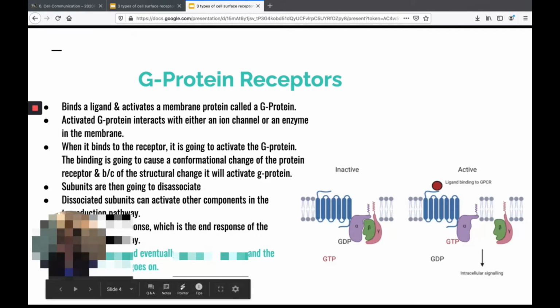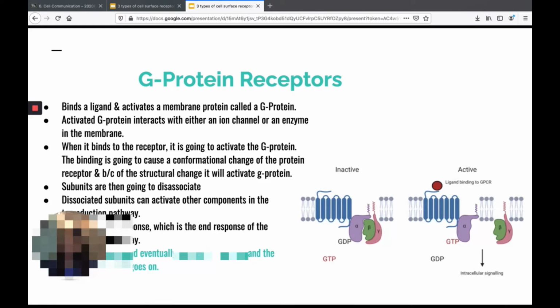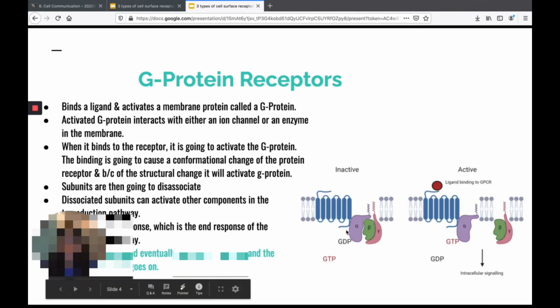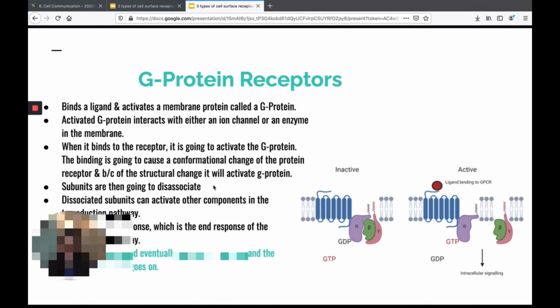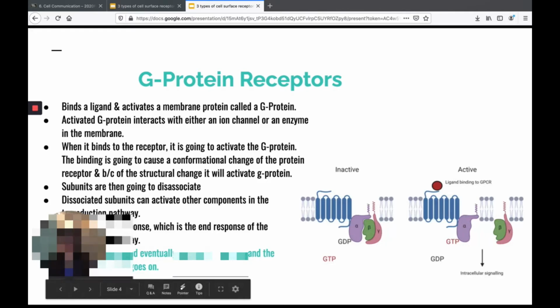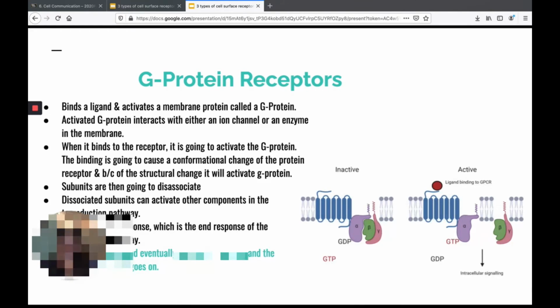Next one we have is the G-protein receptors. This one binds a ligand and activates a membrane protein called a G-protein. So there's a difference between the G-protein receptor and the actual G-protein itself. Right here I have the inactive area and the active area. When it binds to a receptor, it's going to activate the G-protein. An activated G-protein interacts with either an ion channel or an enzyme in the membrane.